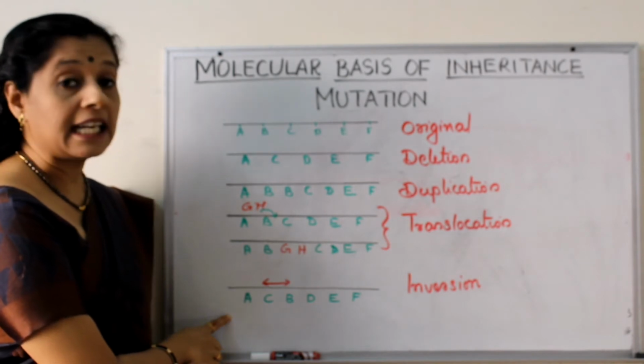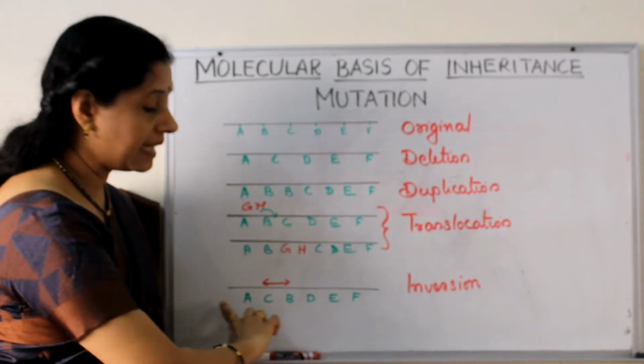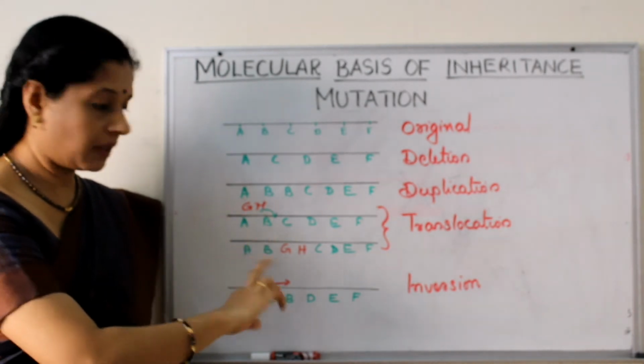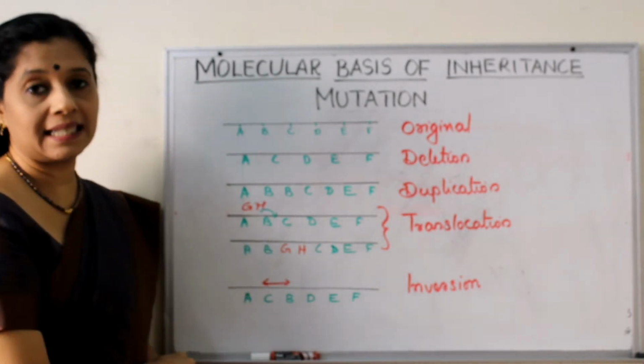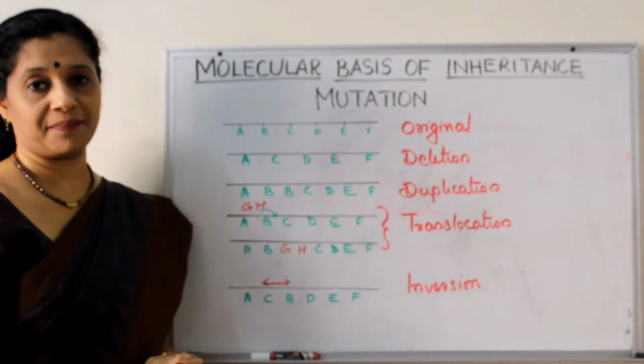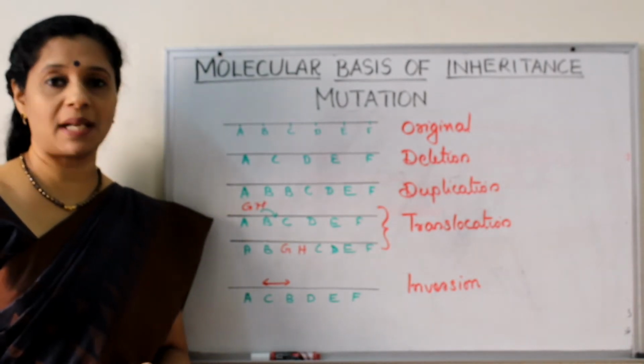Then next is inversion. That is, the linear order of the genes was A, B, C, D, E, F, but now it shifted, or it rotated 180 degrees. So now it reads A, C, B, D, E, F. So these are the different types of chromosomal aberrations.